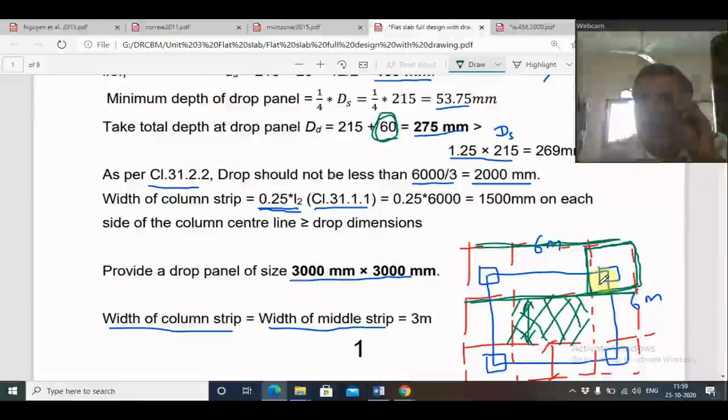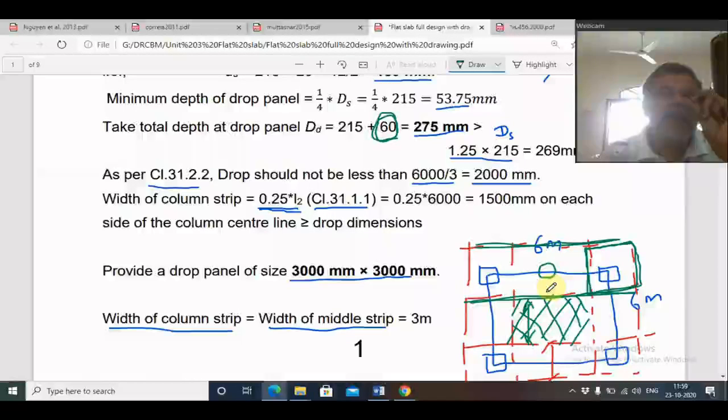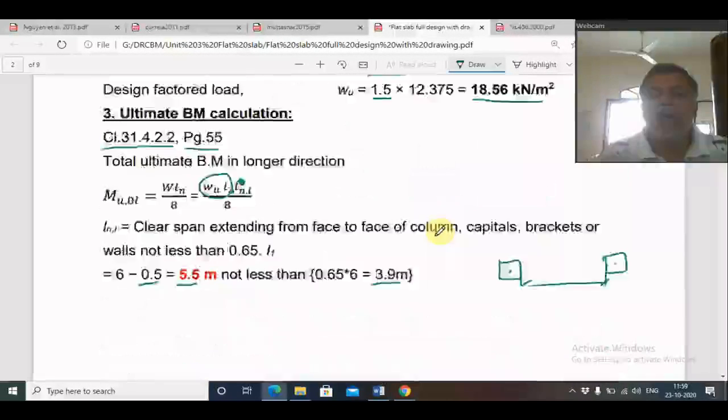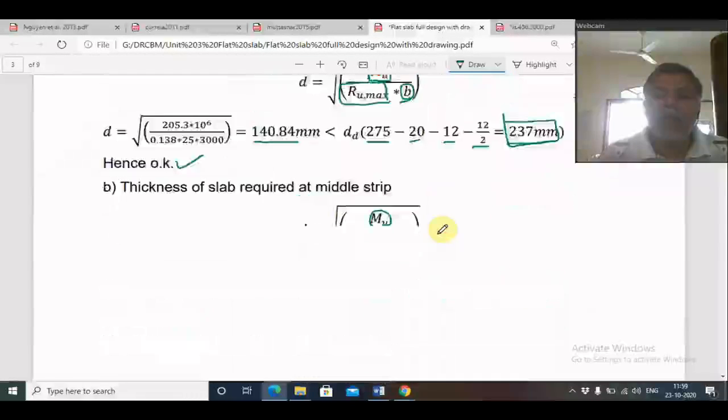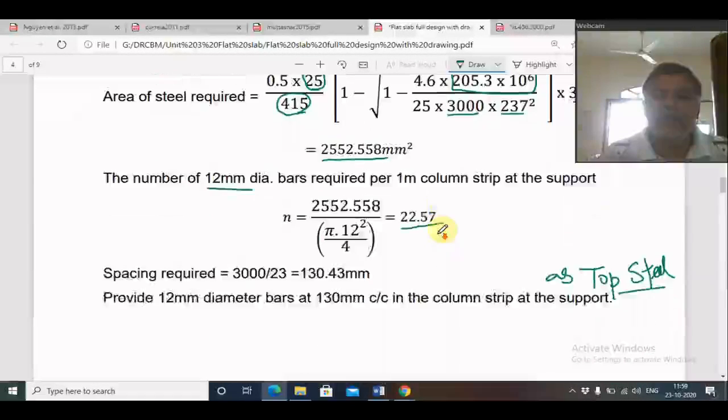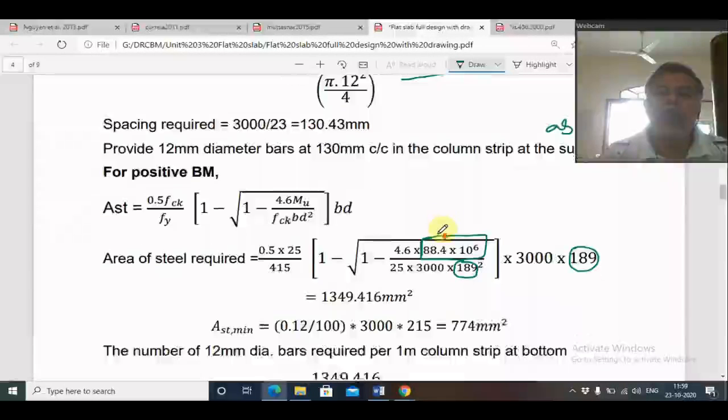Negative values are near the supports. Positive values are at the midspan bottom. At the midspan of the column strip, we have only the thickness of the slab. There is no drop at that location. Therefore, we have to use the corresponding effective depth, the effective depth of the slab, which we have already arrived at as 189 mm. I have used that value in that equation. We should be very careful while using the effective depth values. So here we have two changes. One is bending moment, another one is effective depth.